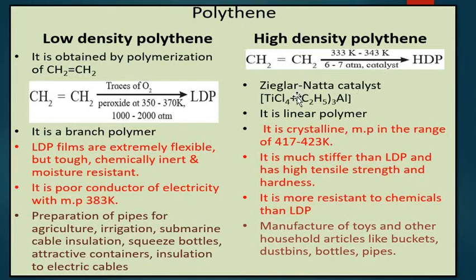It is also a linear molecule and it is crystalline. Its melting point is in the range of 417 to 423 Kelvin. It is stiffer than LDP, has high tensile strength, and is quite hard also. It is more resistant to chemicals than LDP.